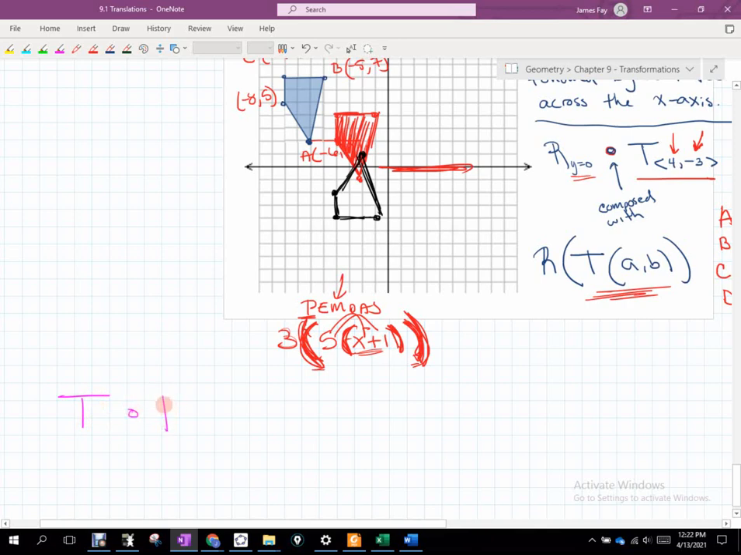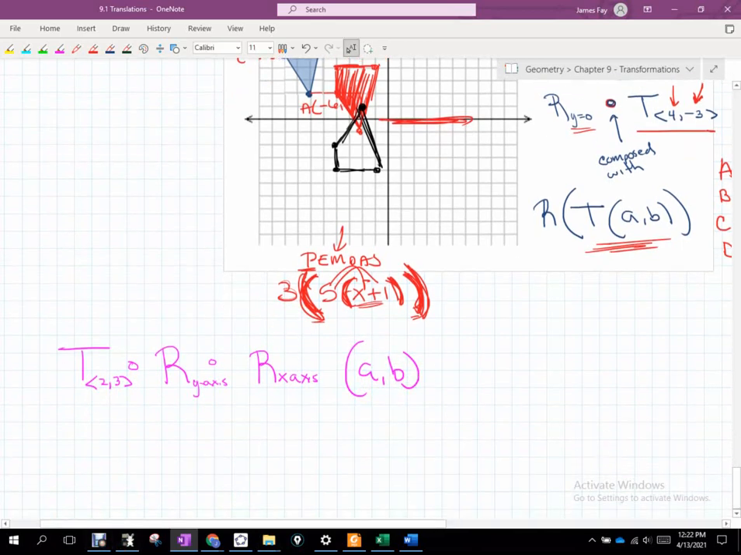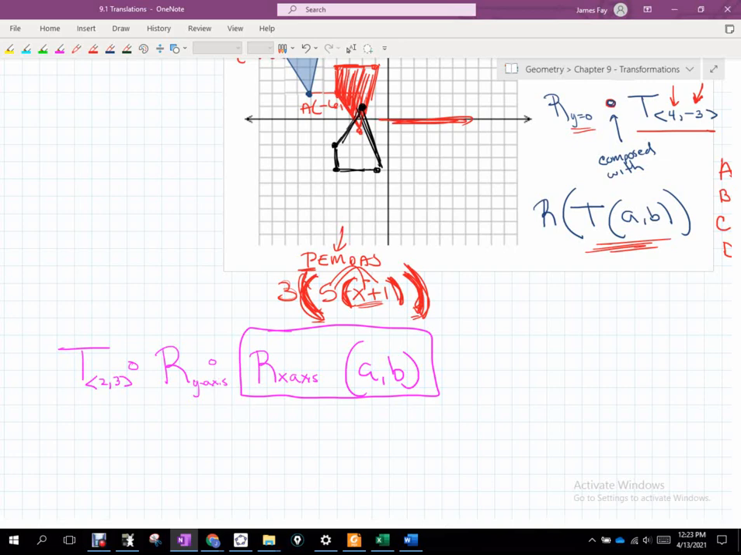If we do, we could end up seeing something like a translation composite a reflection, composite maybe another. Let's just say a y-axis reflection, and then we'll do a composite x-axis reflection. Maybe the translation is (2, 3), of some point (A, B). If we think about the order that we have to attack these, you're going to attack it from right to left. So you're going to start with that, you're going to do that first. So you'll do the x-axis reflection of A and B, or whatever shape A and B is attached to.